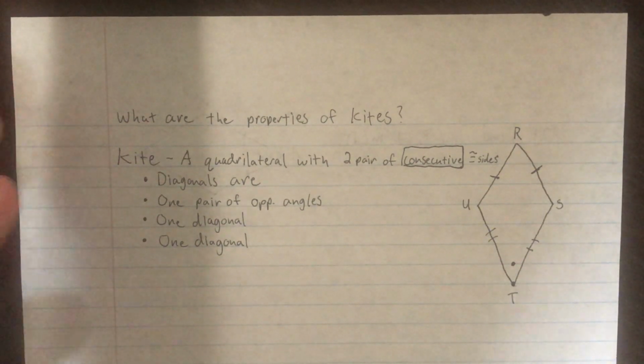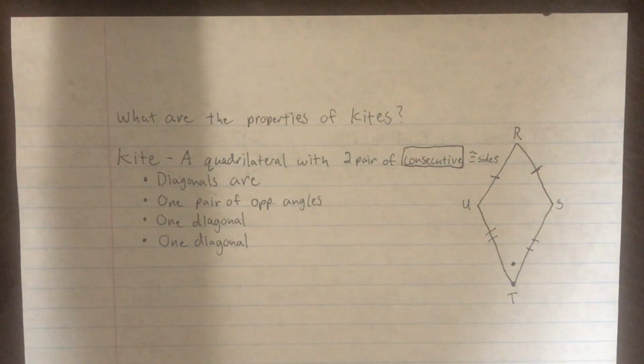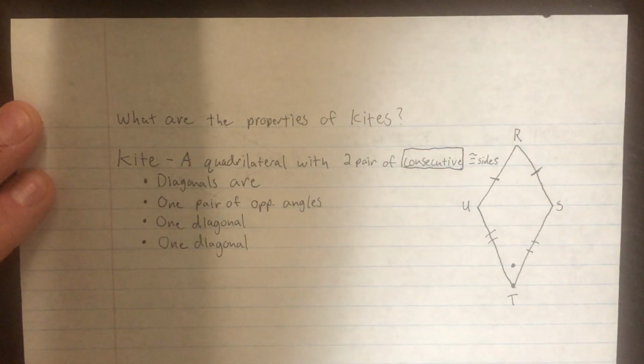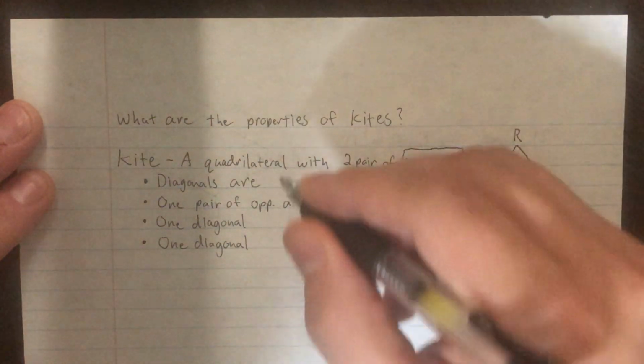And that is the first thing. That's how we define a kite. Two pairs of consecutive congruent sides, so they're right next to each other. They're connected. The diagonals of a kite are perpendicular.